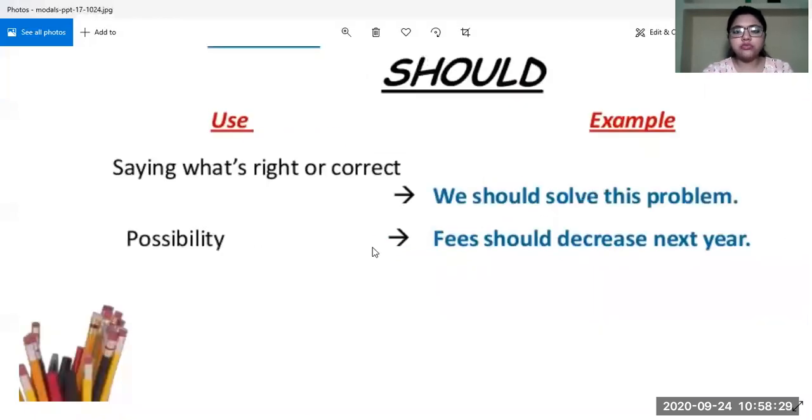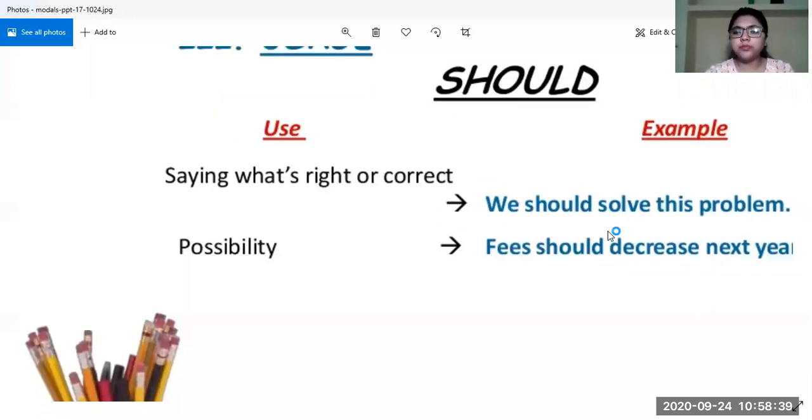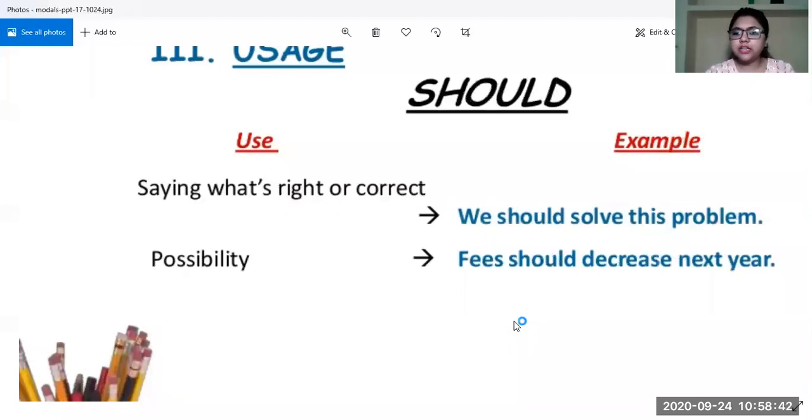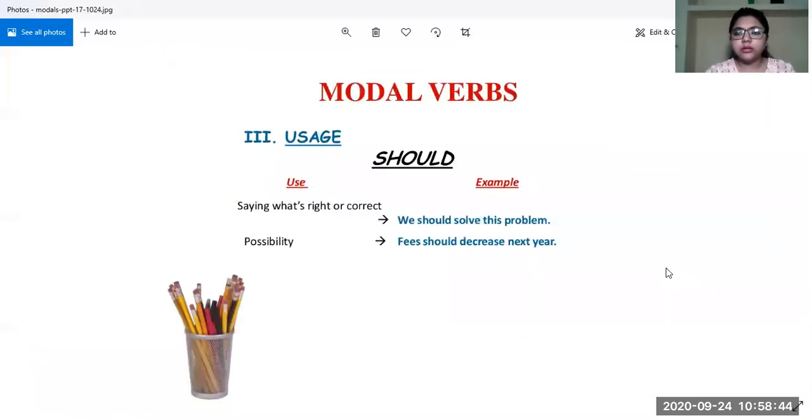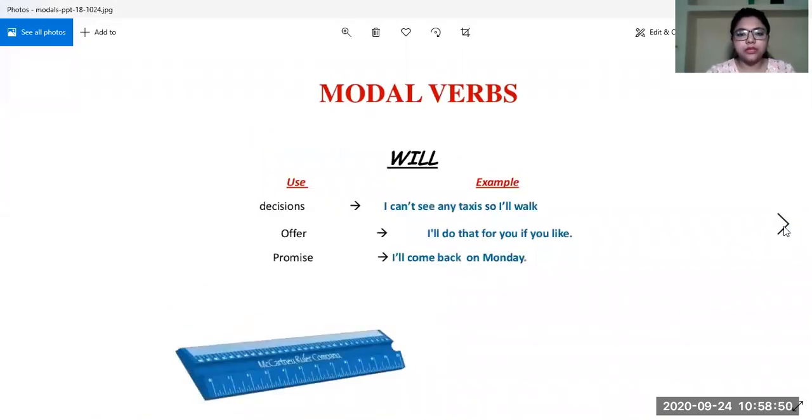Should is used for possibility. Should is also used for saying what's right or correct, for advice, and for prediction also. Like, we should solve this problem. Fees should decrease next year. So all these things are showing possibility and what is right or correct.